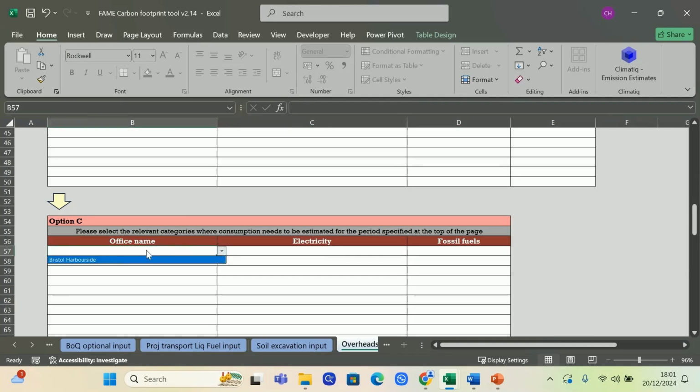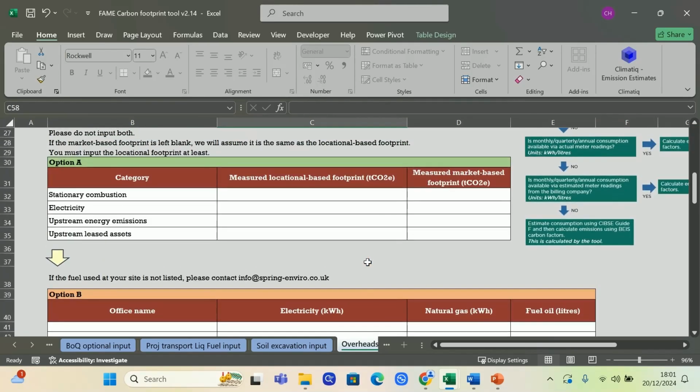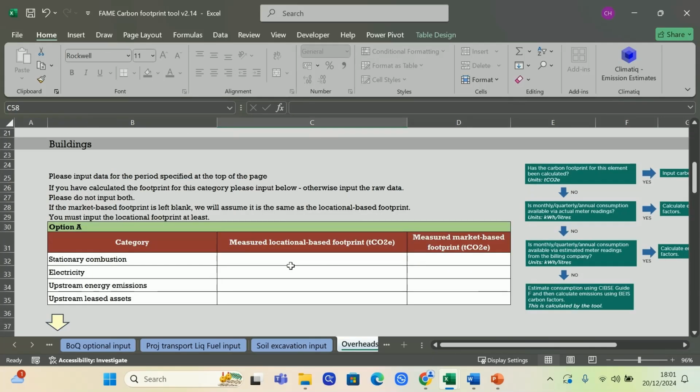If we do office name, you only input one office into the tool, and it's Bristol Harbourside. So we can ask it to do an estimation. I'm just going to talk through each one individually. So here you've got a measured locational based footprint in tons of carbon dioxide equivalent.